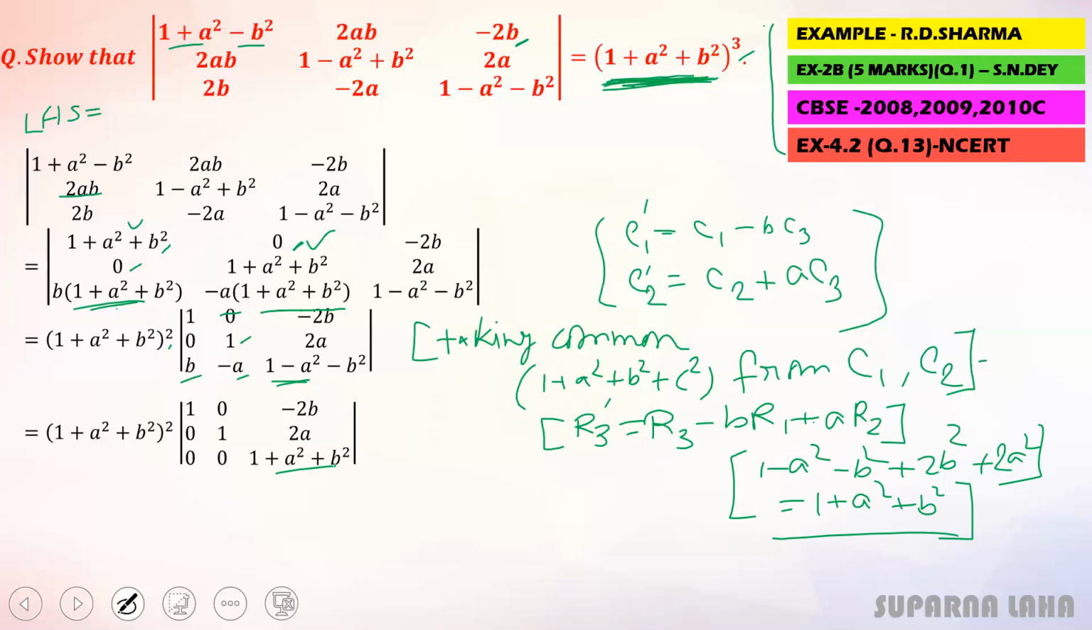So here it is. And now B minus B is 0 and minus A plus A should be 0. Now again you can find this determinant of lower triangular matrix. So that means we need to just multiply its diagonal elements. This is the value of this determinant.